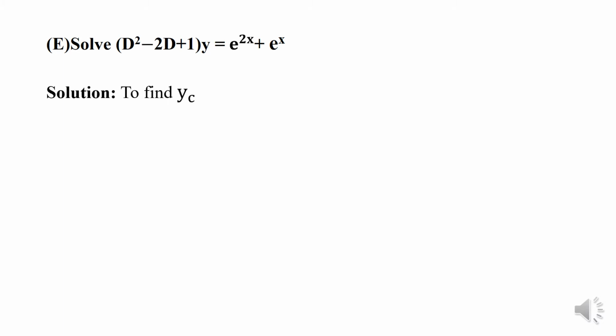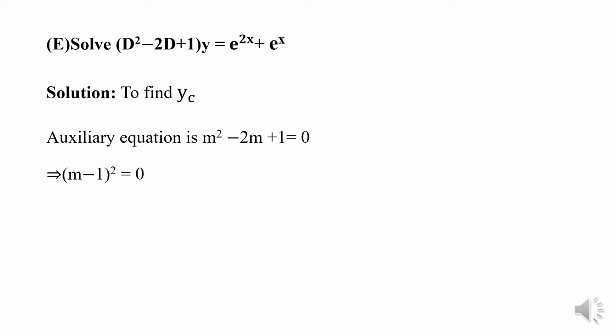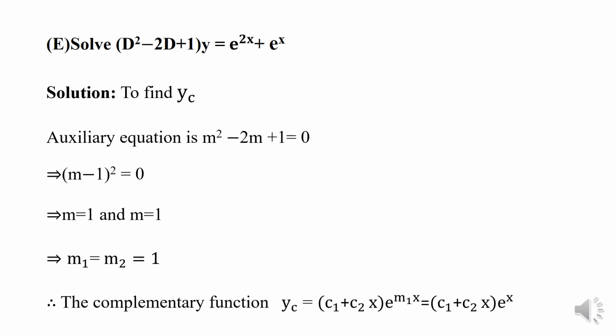Solution. To find the complementary function yc, the auxiliary equation is m square minus 2m plus 1 equal to 0. That is (m minus 1) whole square equal to 0. So roots are m equal to 1 and m equal to 1. That is, the roots are real and equal, so we write m1 equal to m2 equal to 1. Therefore, the complementary function yc equal to (c1 plus c2x) e power m1x, that is equal to (c1 plus c2x) e power x.